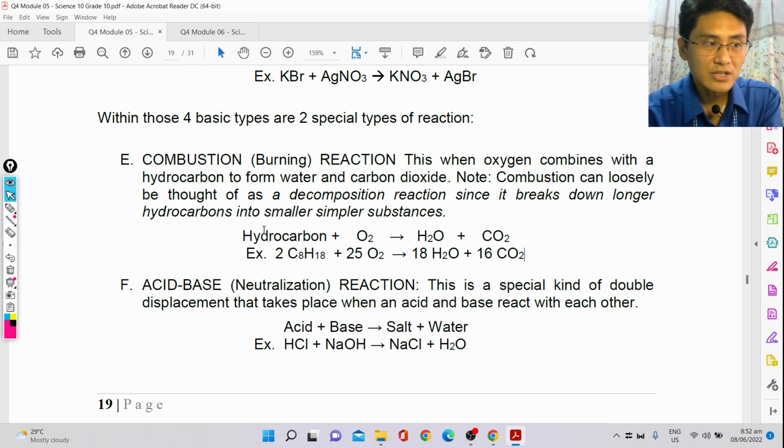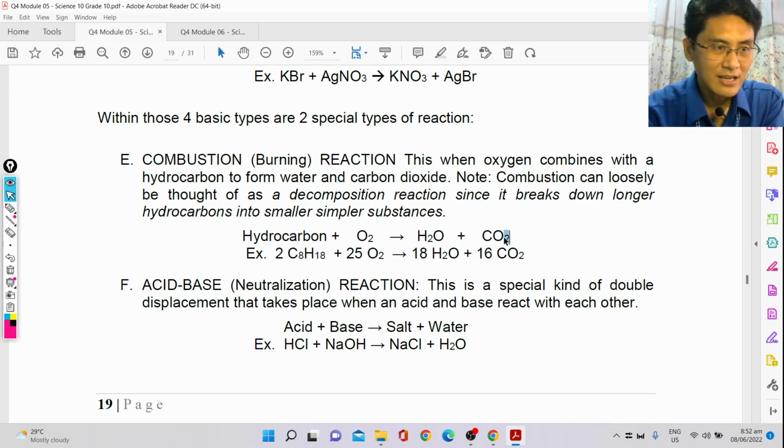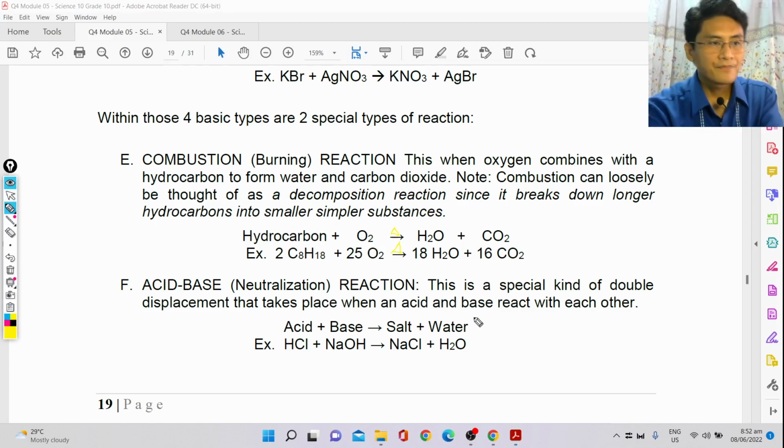But it involves a special component, hydrocarbon and oxygen. And every time you have hydrocarbon and oxygen, it actually creates water and carbon dioxide. And in fact, I just noticed it here. This is actually kind of wrong. I have to write the delta here to be more correct, because this doesn't proceed without heat. It should have a delta symbol here. But that's the idea. Combustion reaction is just a special decomposition reaction that involves hydrocarbon and oxygen gas, and forms water and carbon dioxide.